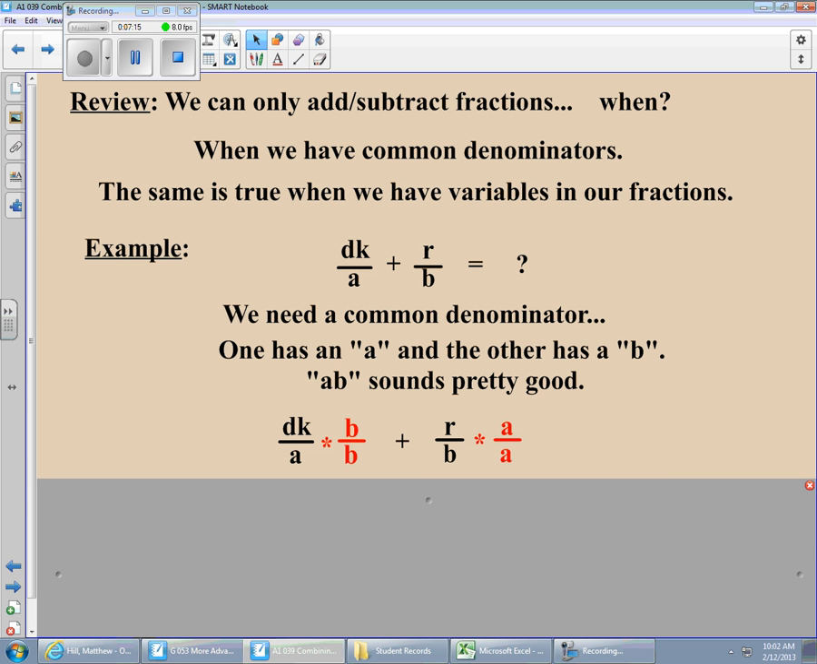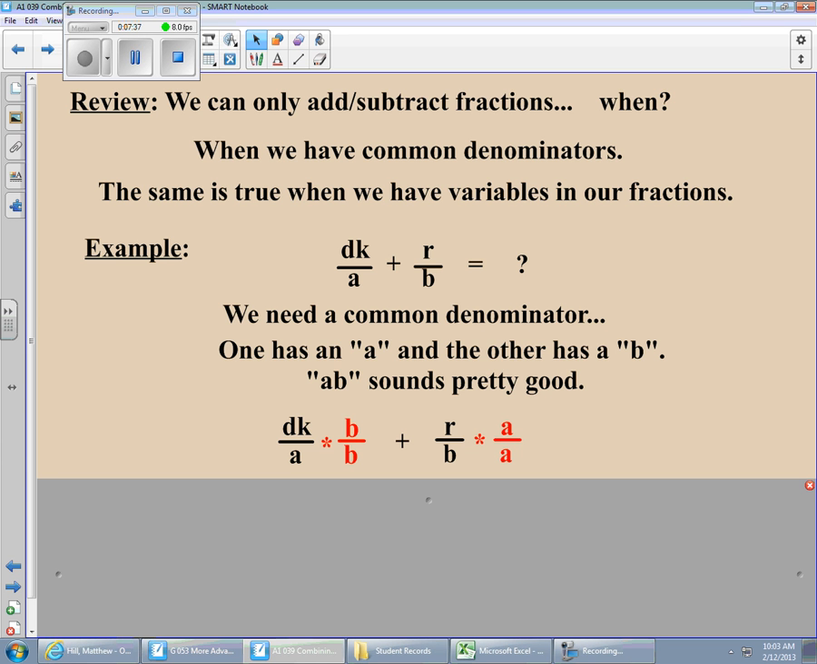A over a is 1. Can we take a fraction and multiply it by 1 without changing it? Sure. That's how come we can get away with multiplying a denominator by any value we make up. As long as we multiply the numerator by the exact same thing, all we're really doing is multiplying the whole fraction by 1. It's just a different looking 1.